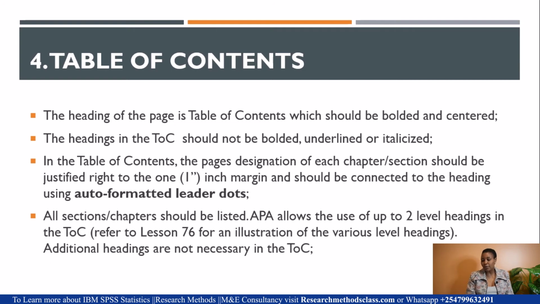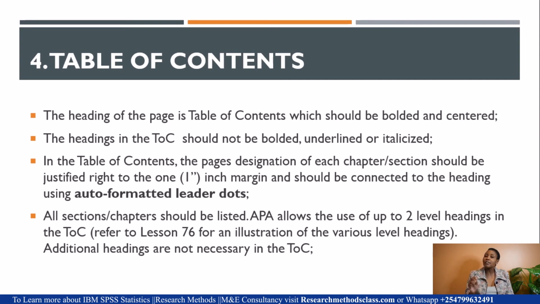All sections or chapters should be listed. What is in the whole document should be in the table of content. However, if your document has level 1 to level 5 headings, you are allowed to use up to level 2 in the table of content. And we have demonstrated the 5 levels in lesson 76. So kindly refer to lesson 76 for the different level headings that we use.